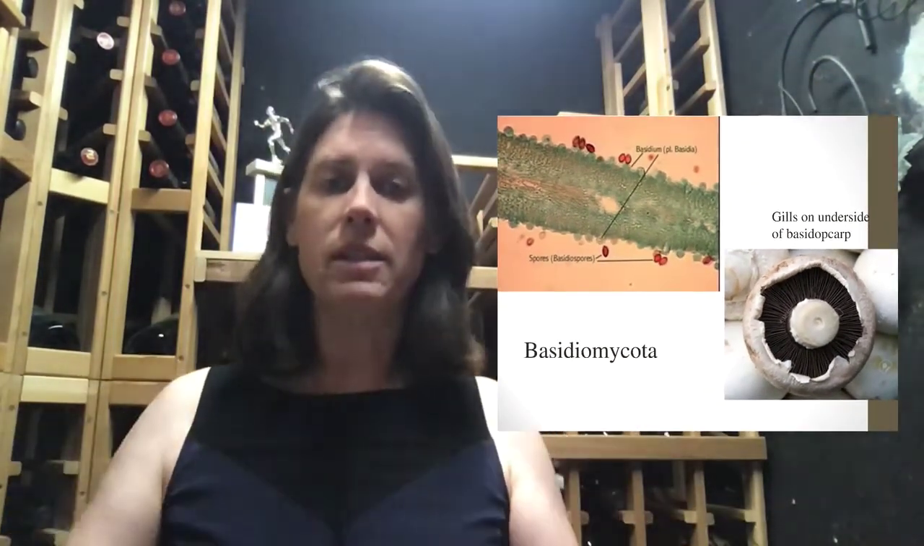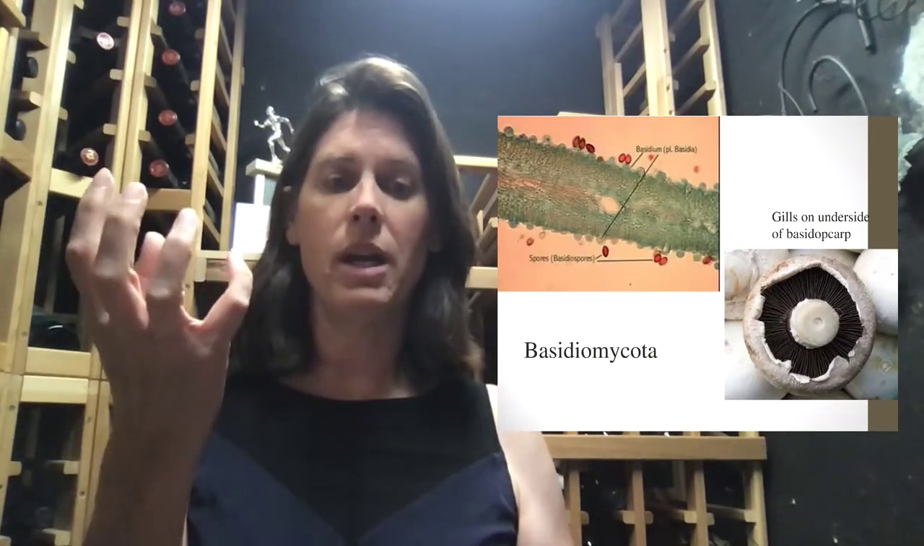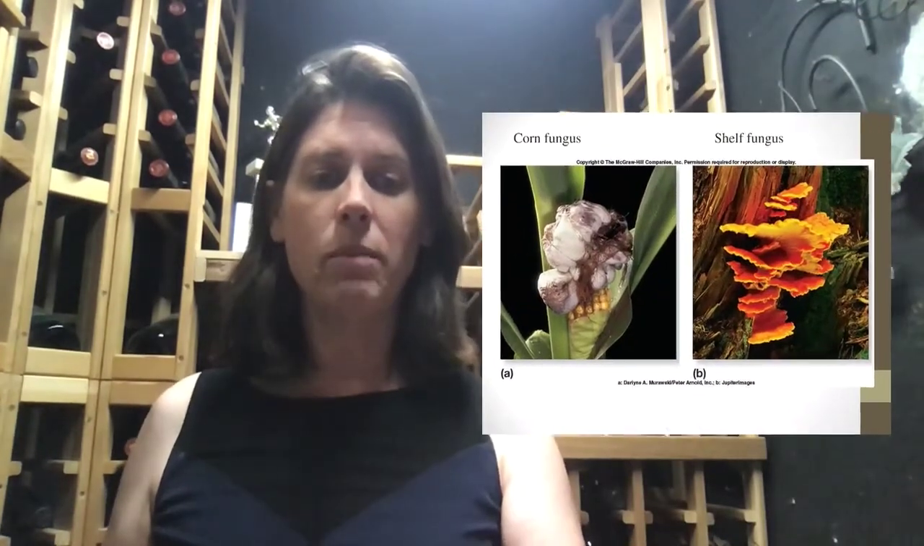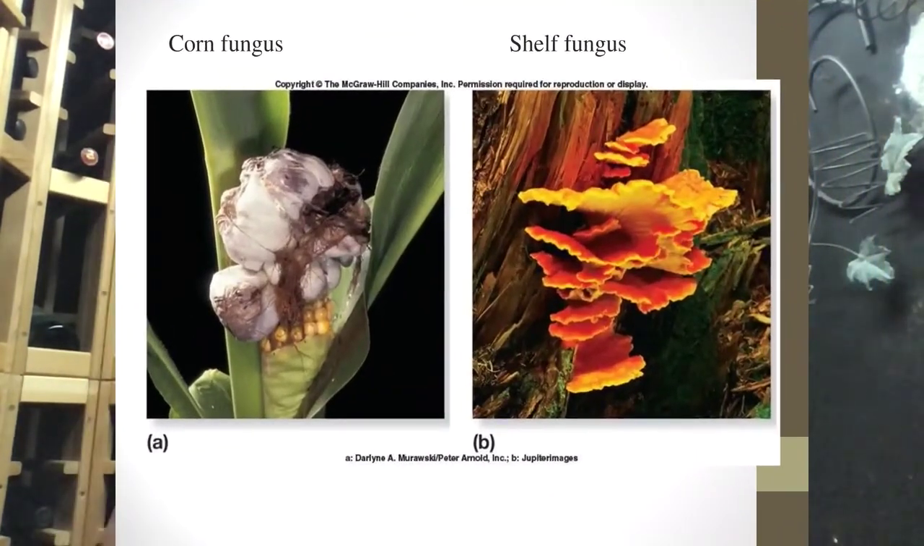You don't really see that. You don't know the fungus is there until the fruiting body develops. And that fruiting body then, like I said, can come up from the soil. Here I'm showing you the shelf fungus to the right, growing out of the tree. I mean, they can be beautiful.